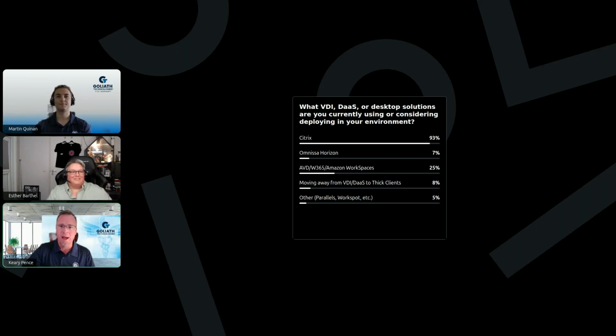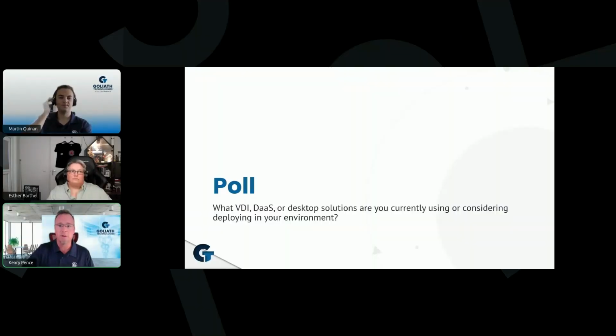So several on Omnissa Horizon as well. It looks like a lot of you are looking at AVD, Windows 365, or Amazon Workspaces. And like I said, we've been hearing a lot of people are considering moving away from VDI DaaS altogether and just going back to a thick client setup. Thank you guys for taking time to fill that out and give us a little bit of insight as to what's going on in your environment.